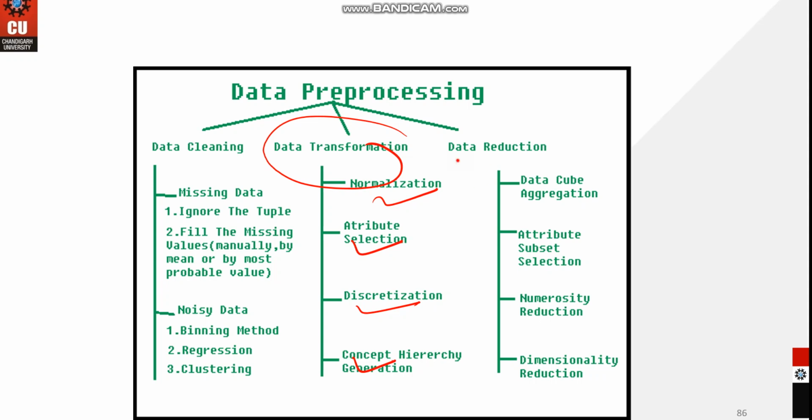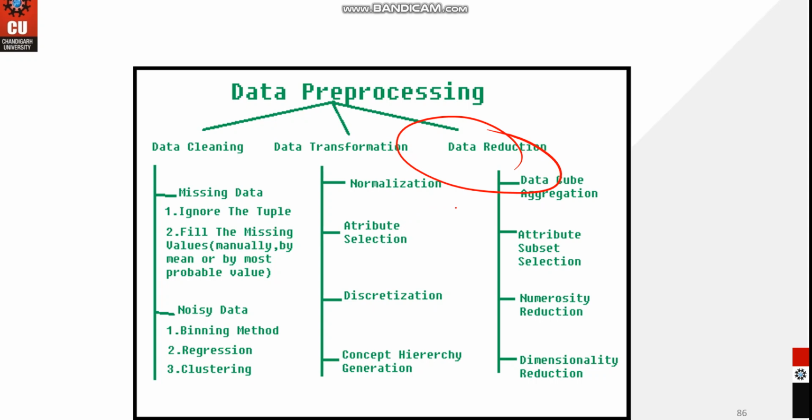Then last but not least is data reduction. Data reduction is a crucial step in the data mining process which involves reducing the size of the dataset while preserving all the important features. This is done to improve the efficiency of data analysis and to avoid overfitting of the model. Some of the common steps in this case are feature selection, data aggregation, and so on.